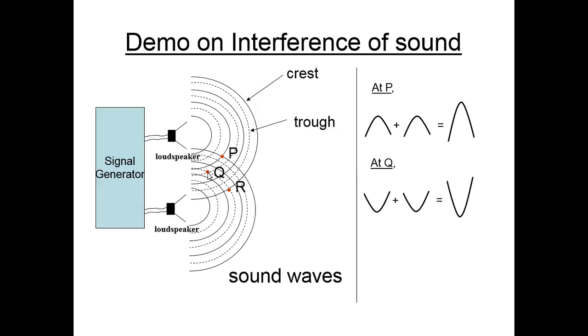Then if I have a student at position R, you can see it is the crest and the trough meet. So when this happens, there will be cancellation. This is destructive interference.